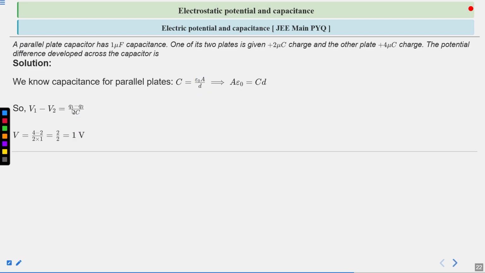Now put the values. Q1, the more positive charge, is 4, minus Q2, 2, upon 2, and capacitance is 1 microfarad. The charges are in microcoulomb and the capacitance is also in micro, so micro gets cancelled from numerator and denominator. So we get 2 by 2 equals 1 volt. Understood?